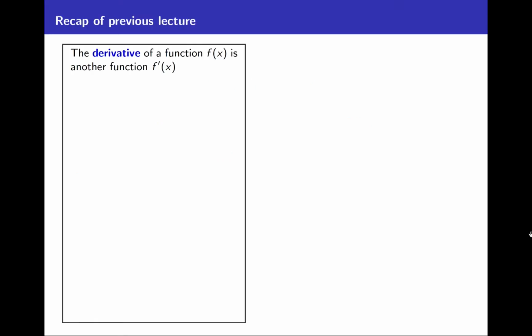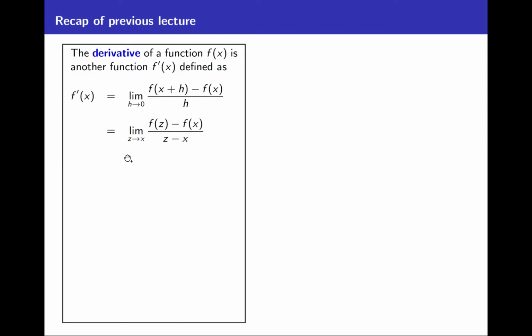I'll begin with a recap of the previous lecture, or the previous several lectures. Remember that the derivative of a function f of x is another function f prime of x defined as f prime of x equals the limit as h approaches 0 of f of x plus h minus f of x over h. You can also express this as the limit as z approaches x of f of z minus f of x over z minus x.